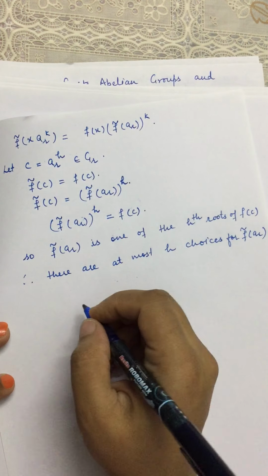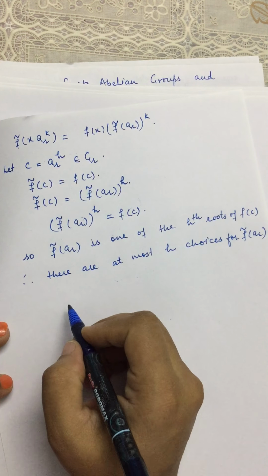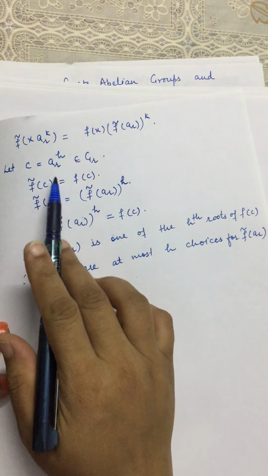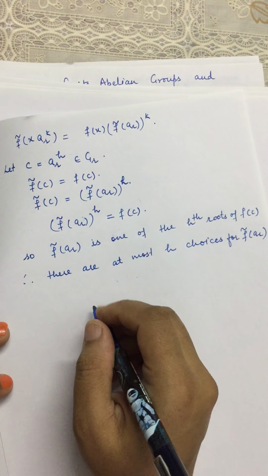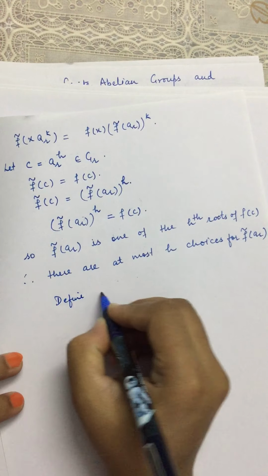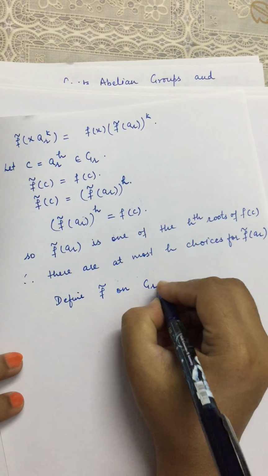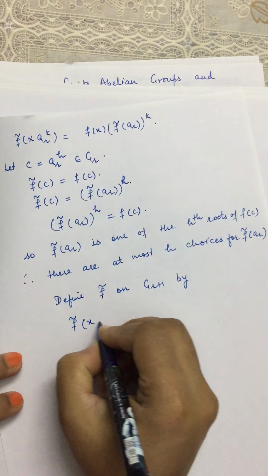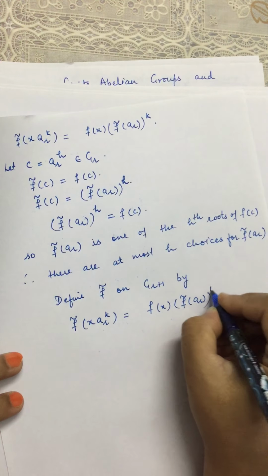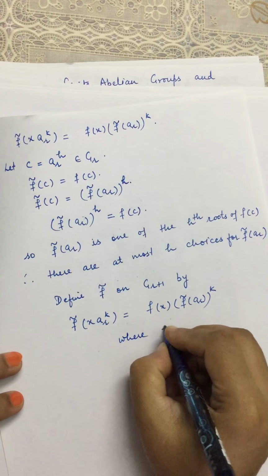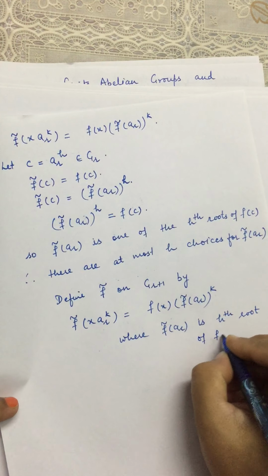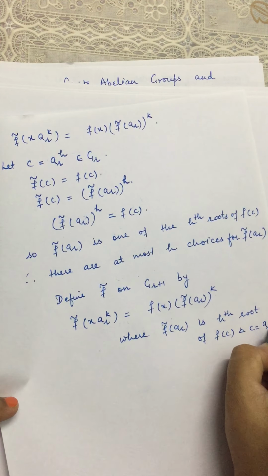So now we can define f curl. For a given character f of G, we choose f curl AR to be one of the hth roots of f(C), where C is AR raised to H, and we define f curl on GR plus 1 by this equation: f curl of x AR raised to k is f(x) into f curl AR raised to k, where f curl AR is an hth root of f(C), and C is AR raised to H.